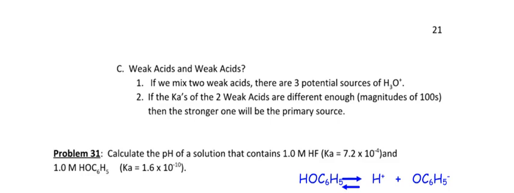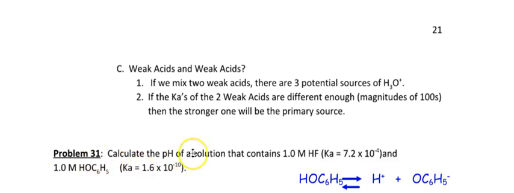So the last example was a strong acid and a weak acid, and hopefully the math showed you that pretty much your strong acid will dominate, and the majority of the H plus concentration will come from the strong acid. But what if we have a mixture of 2 weak acids? If we have 2 weak acids mixed, then there are 3 potential sources of H plus: each acid, and of course, maybe your water too.